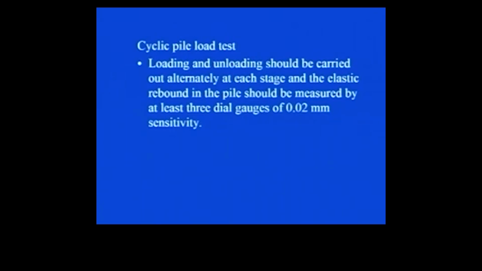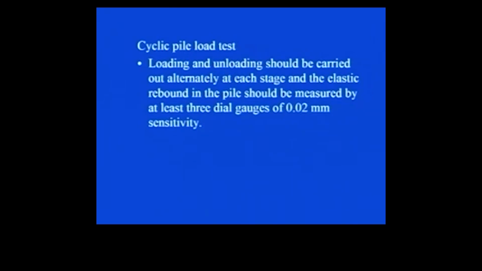In this case, the main difference is that once the loading is done, unloading is also done. So, the loading and unloading should be carried out alternately at each stage, and the elastic rebound in the pile should be measured by at least 3 dial gauges having 0.02 mm sensitivity.